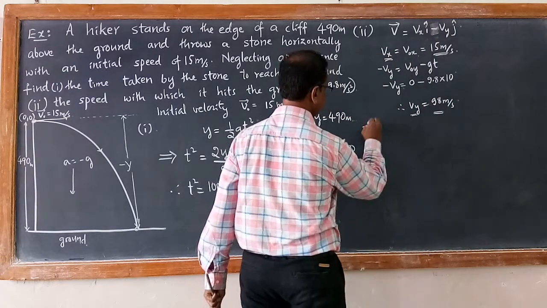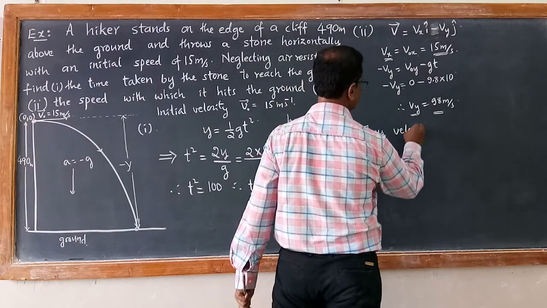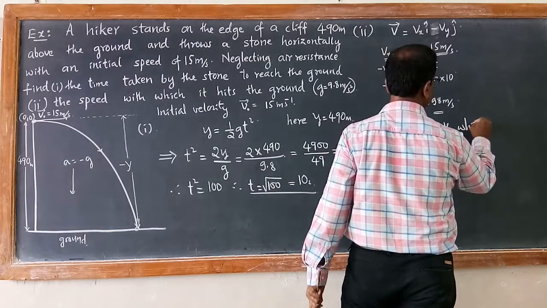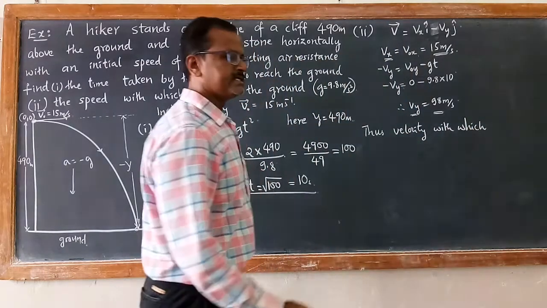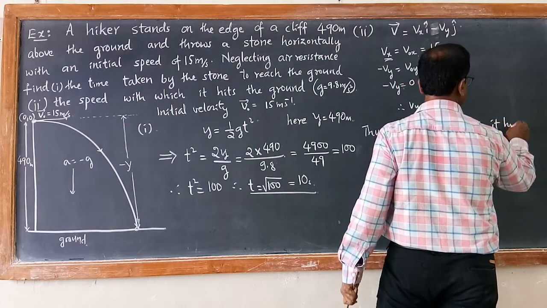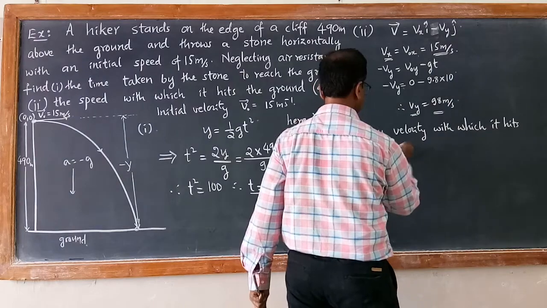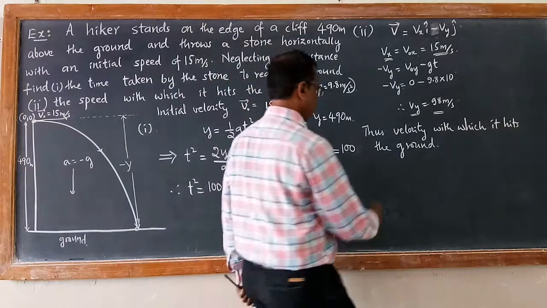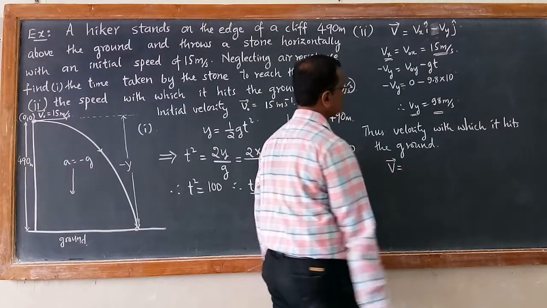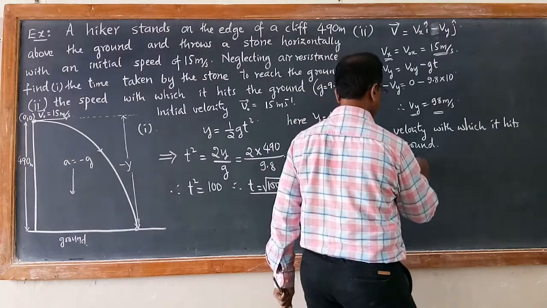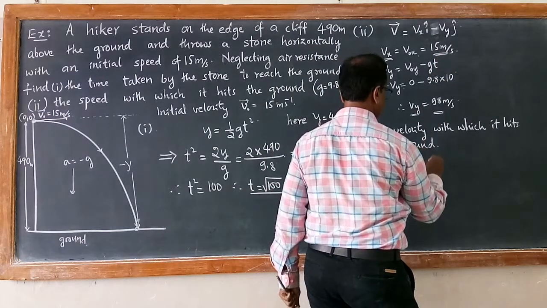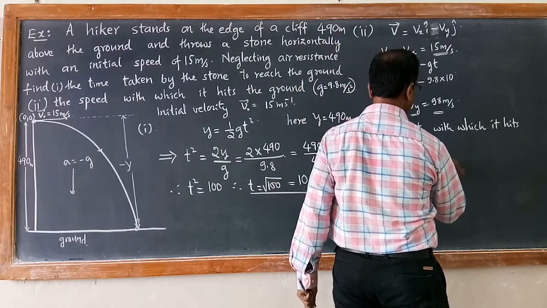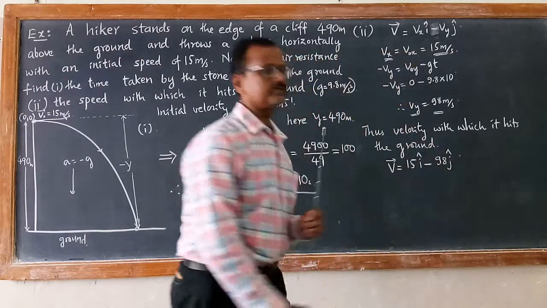Thus the velocity with which it hits the ground, vector v, is equal to, substituting these values, Vx is 15i minus Vy is 98j. So this becomes the velocity vector.